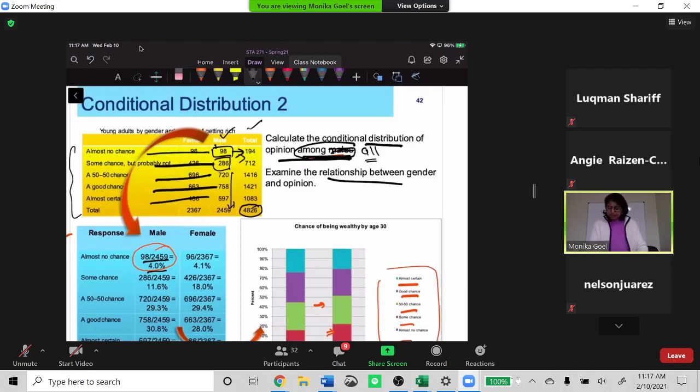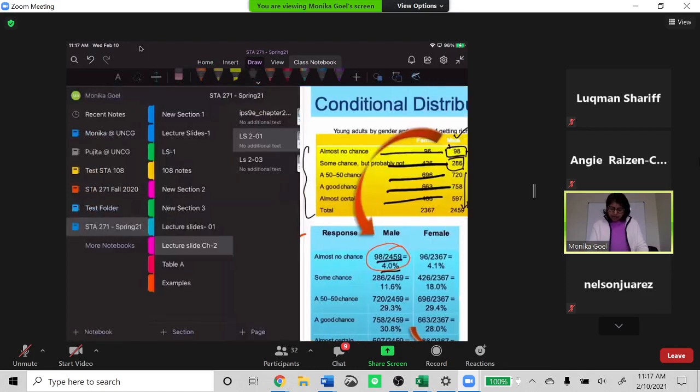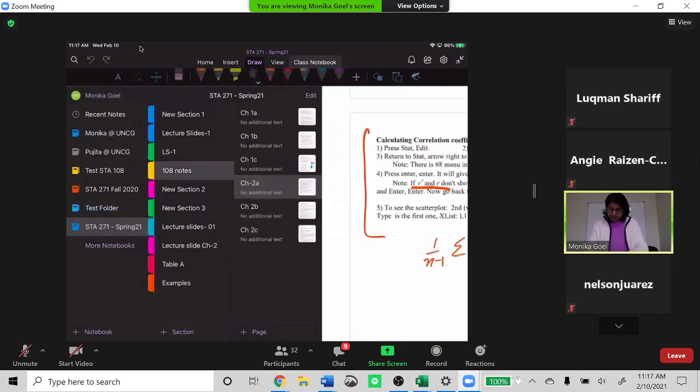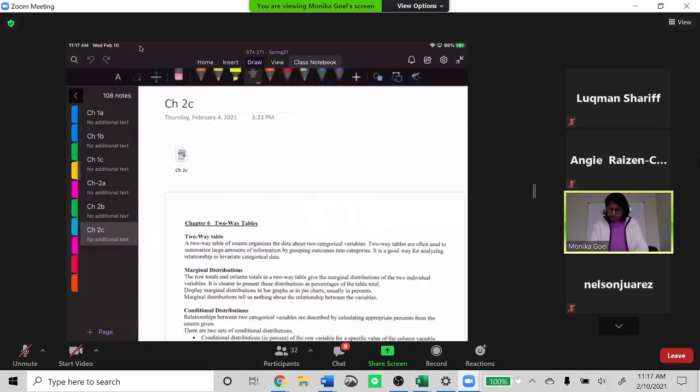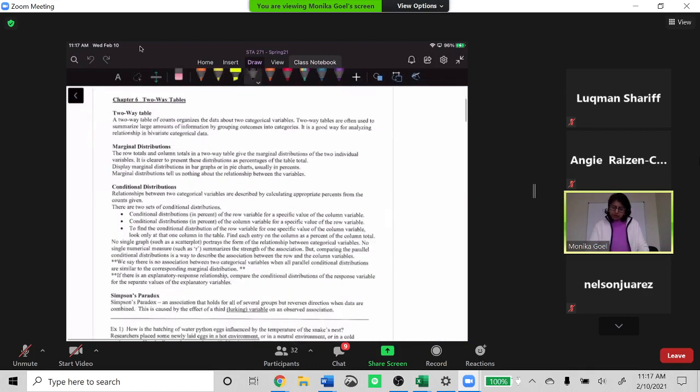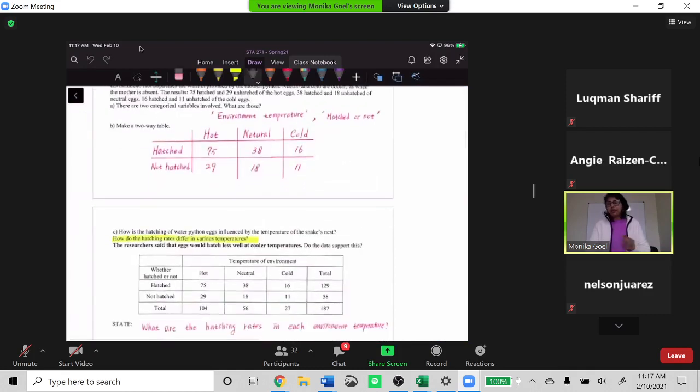Questions? So let's do an example. And again, as I mentioned, the examples are uploaded on Canvas in your Stat 108 notes. By the way, yesterday we uploaded a couple of documents in Chapter 2 regarding regression and correlation and two-way tables. It's in the Chapter 2 module. So take a look at that.